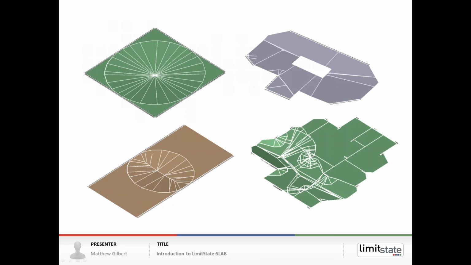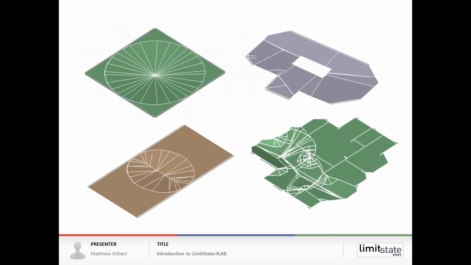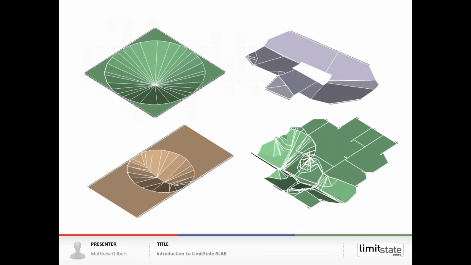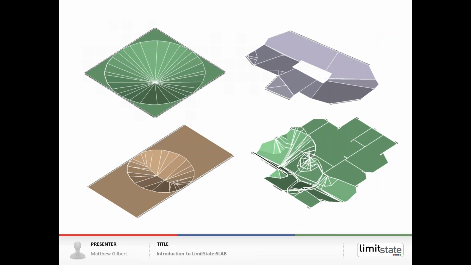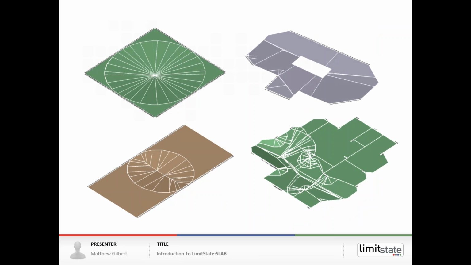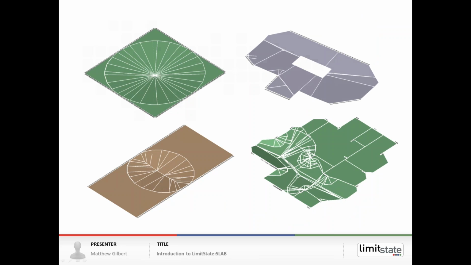And the next slide shows you what those yield line patterns mean in terms of failure mechanism. So simple mechanisms as you expect on the left-hand side, and more complex mechanisms which would be very difficult to identify by hand on the right-hand side.